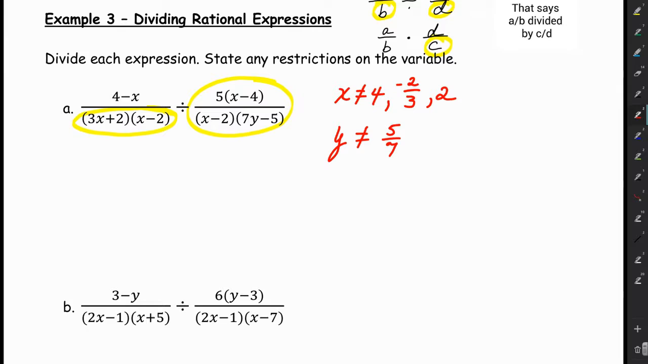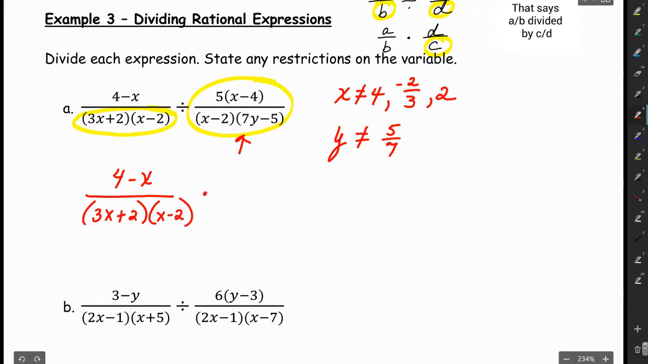Now the next step is going to be to write the reciprocal of this guy. So we have 4 minus x, we have 3x plus 2, x minus 2, we're just rewriting the first part. And then we're going to multiply by the reciprocal before we cancel things out to see if anything can go away, be removed.